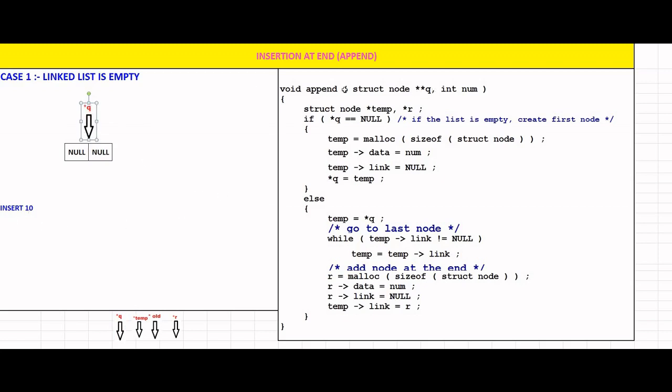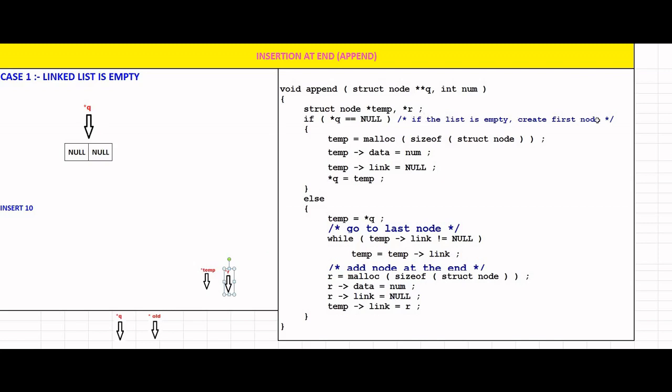So here again the function name is append, and when we pass the pointer q, we pass the whole linked list to the function, and num stores the data value of the node to be inserted. Here we are going to insert the node 10, so I pass the value 10 to num. Again there is a declaration part. We require two pointers, temp and r. After that, if q is null.